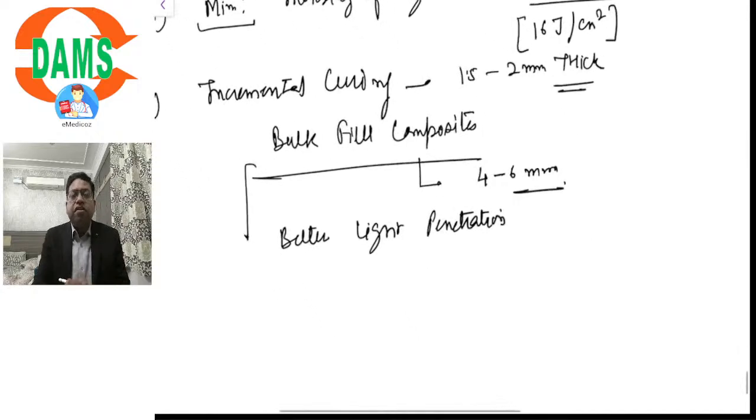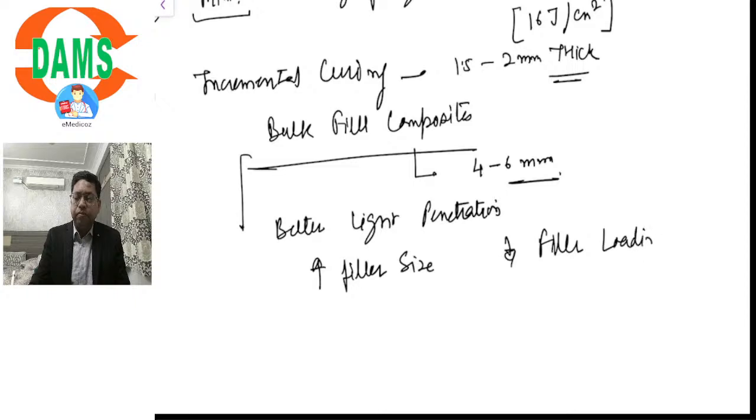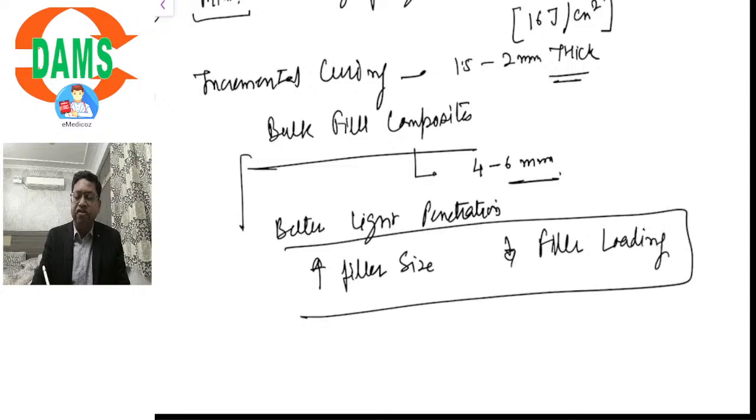Now, what is done with these composites so that the light penetrates deeper? Chemistry remains the same, the same type of fillers are there, same type of base material matrix is there. But what is done? They have increased filler size but decreased filler loading. These two fundamental changes are done.